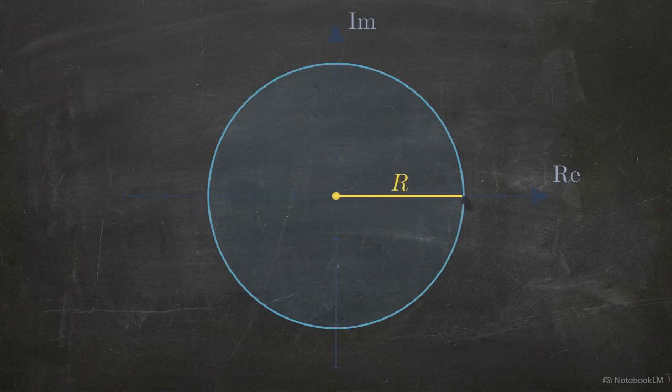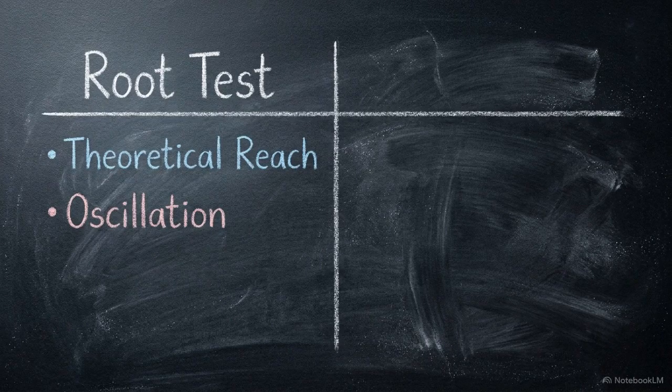This visualization shows a 2D complex coordinate plane. The radius creates a circular boundary around a center point. Any value we plug into our series that falls strictly within this boundary is guaranteed to converge. Here is the practical summary of everything we've covered.